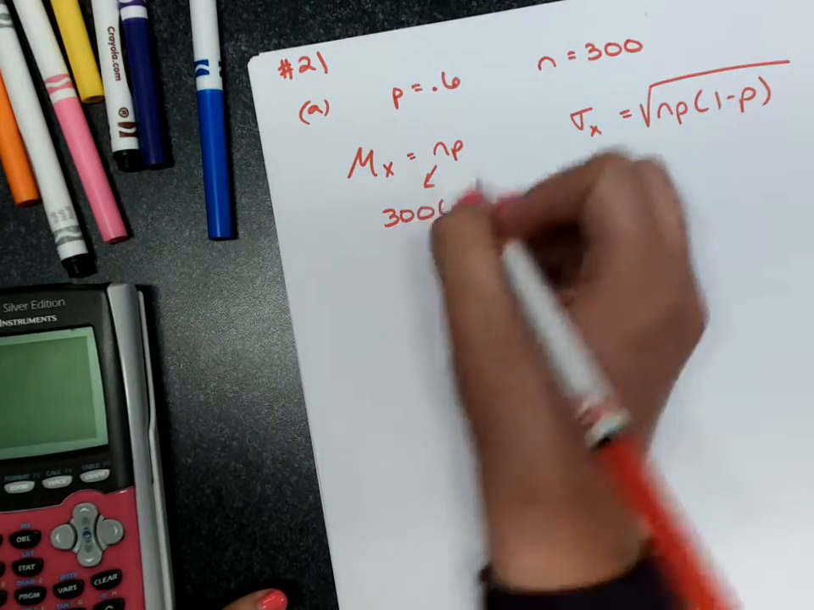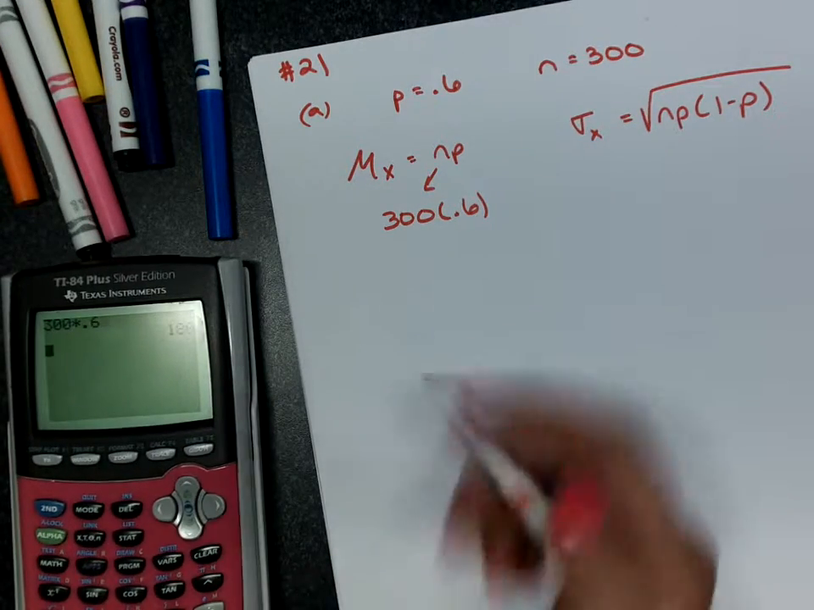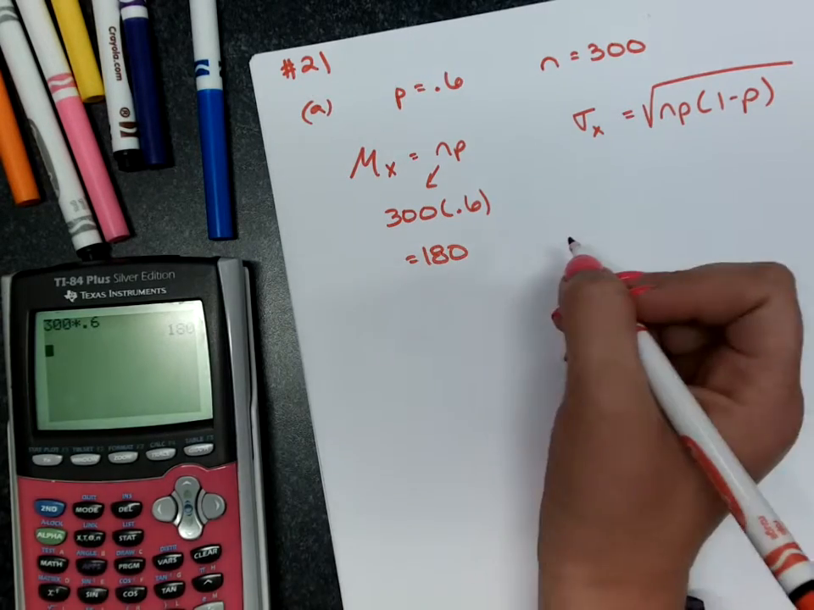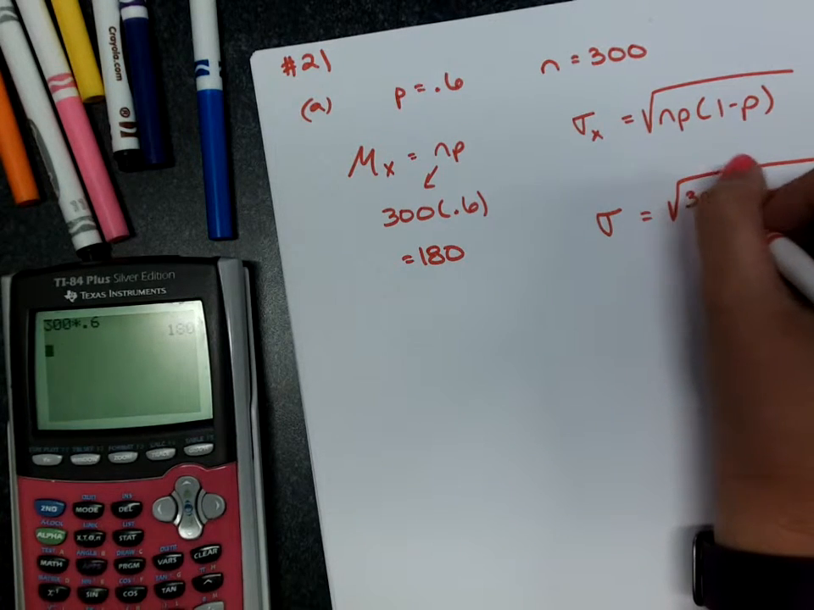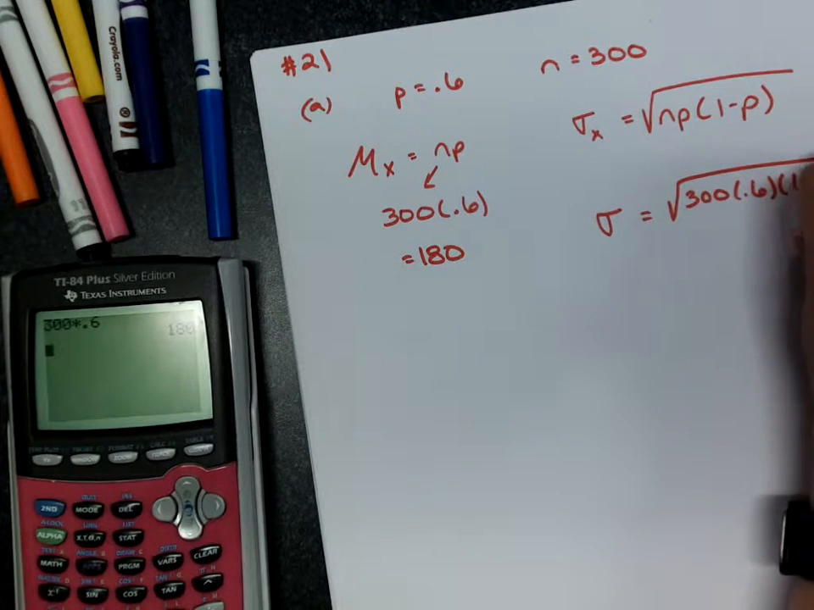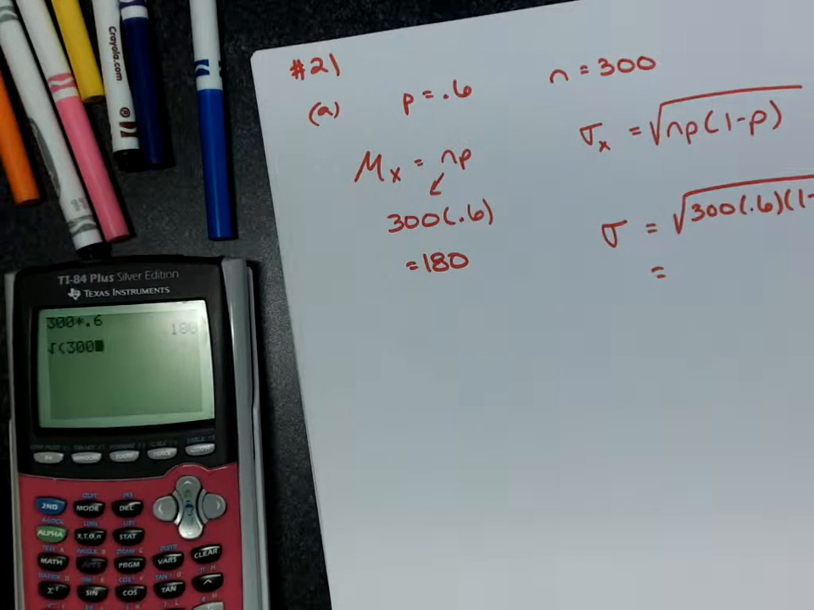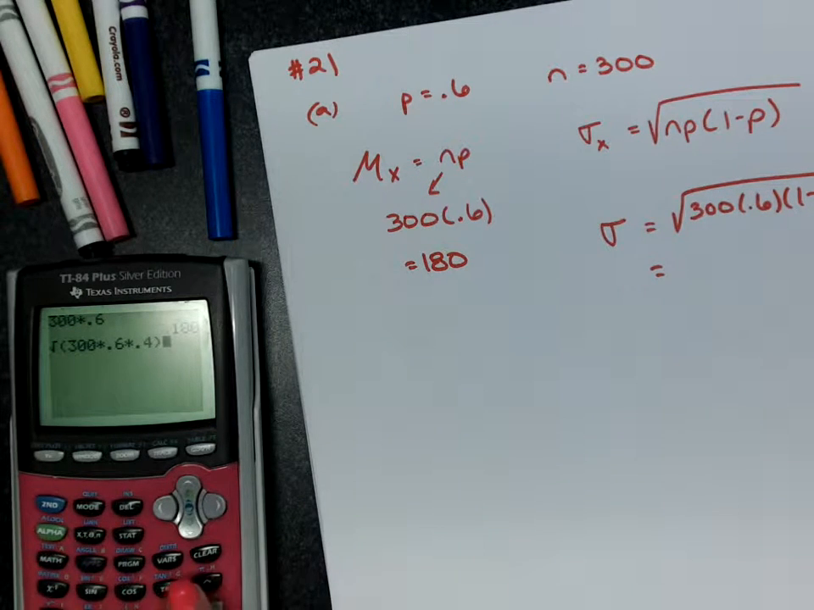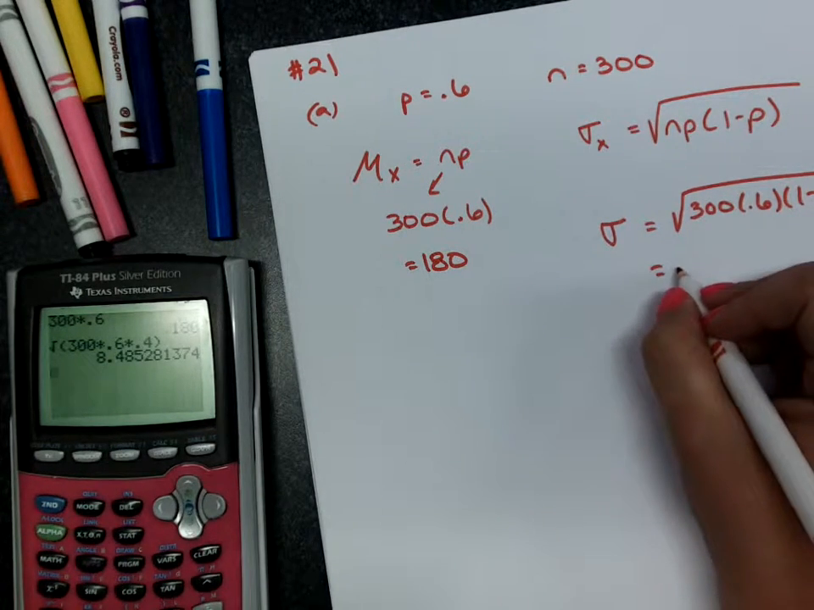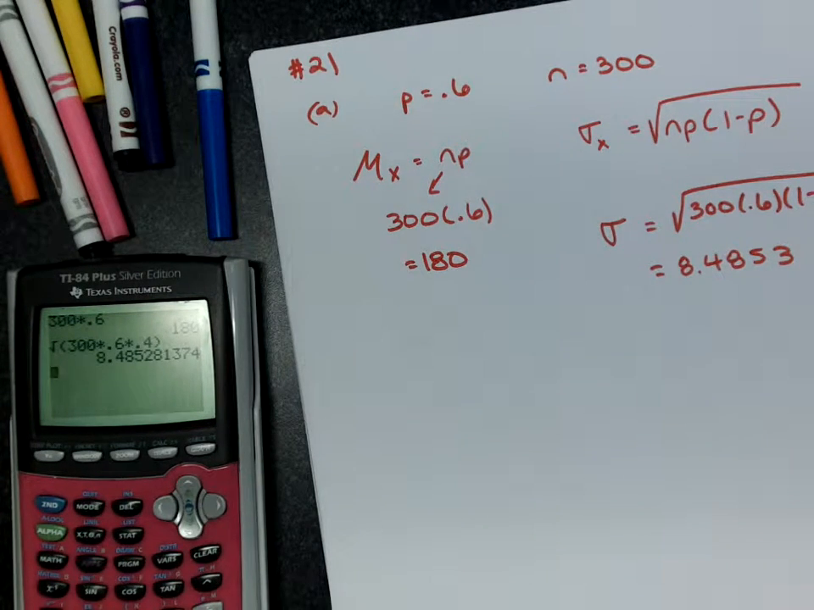N is 300 times p is 0.6, and 300 times 0.6 is 180. And then the standard deviation is the square root of 300 times 0.6 times 1 minus 0.6, which is, you can do all that at the same time, 300 times 0.6. And I know that 1 minus 0.6 is 0.4, so I'm just going to put in 0.4. And we square root the whole thing. You should get 8.4853.